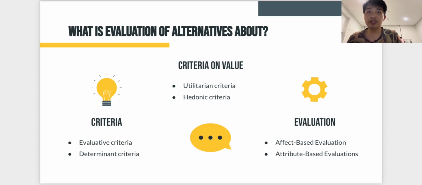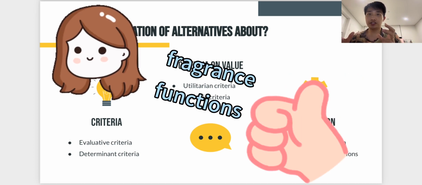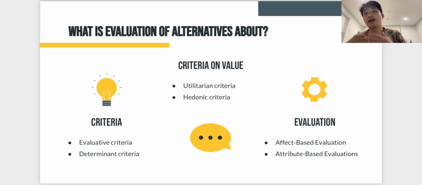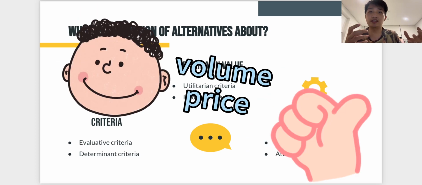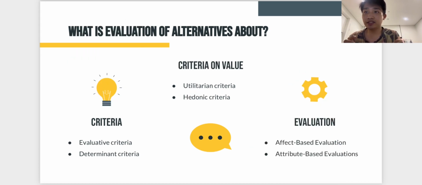But not all criteria are important. So this comes down to determinant criteria. Determinant criteria are decisive factors for customers to decide whether to buy. For example, women will care more about the fragrance or functions of the shampoo. Compared to women, men are more concerned about the volume or the price. So if a shampoo is supposed to target women, they need to focus more on the fragrance and the functions that women care about.